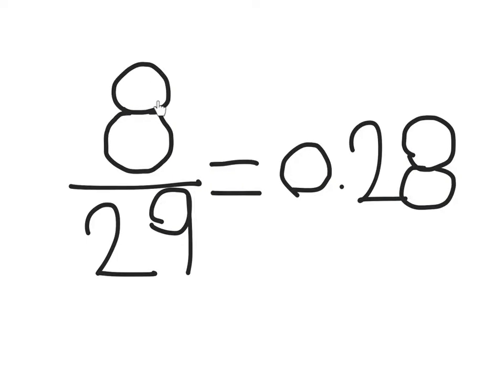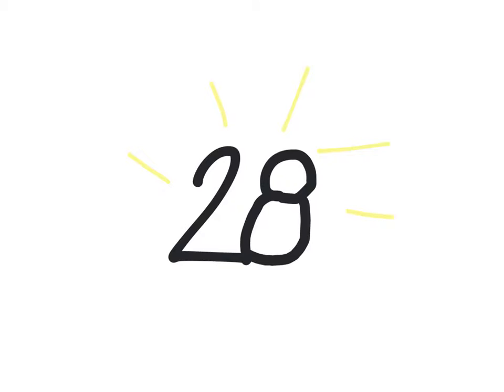And lastly, 8 people in the class have names that start with C or K, myself included. 8 divided by 29 is 0.28, and if you times that by 100, you get 28.